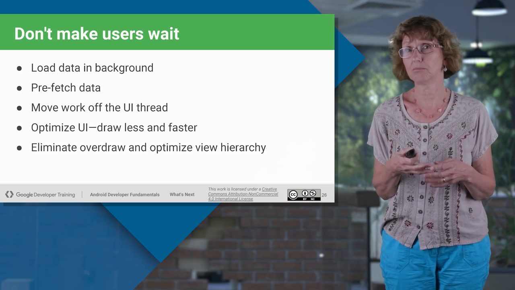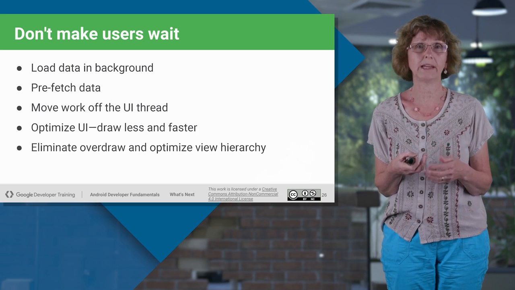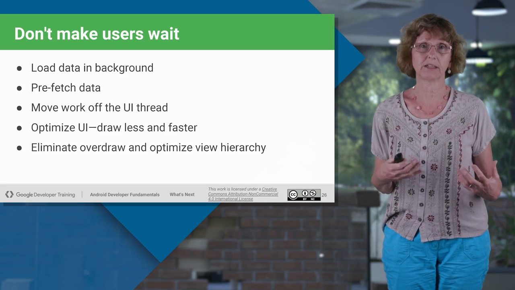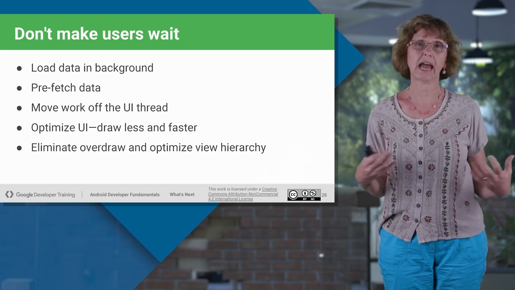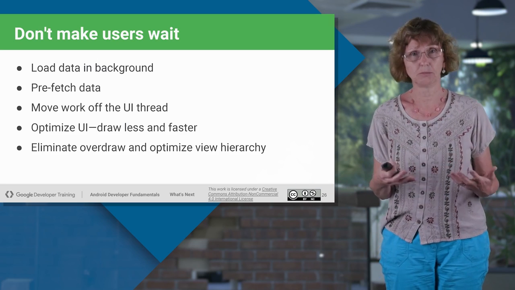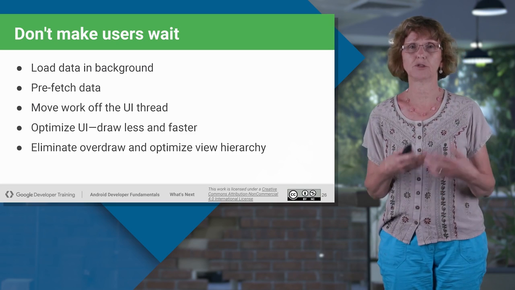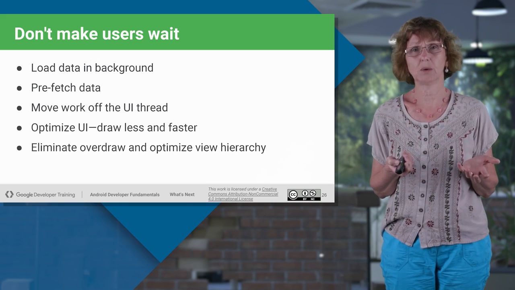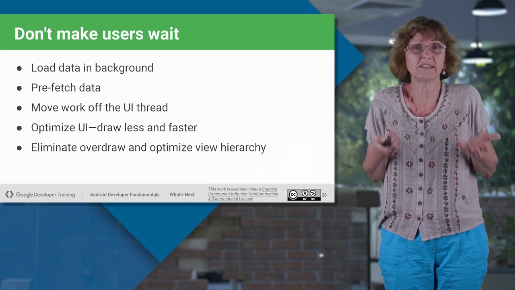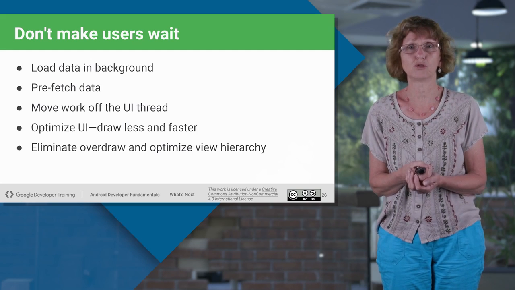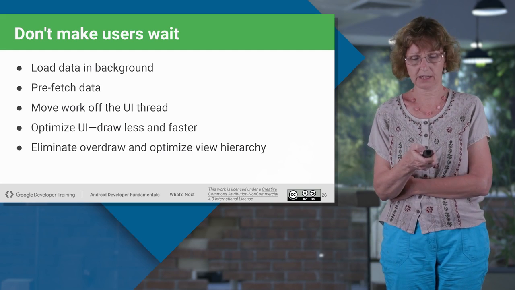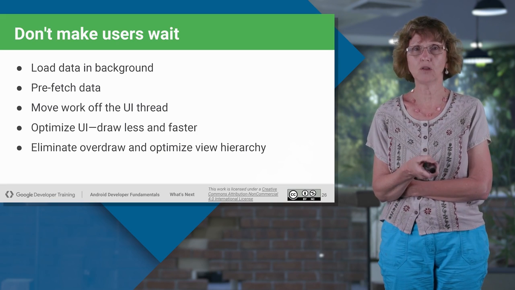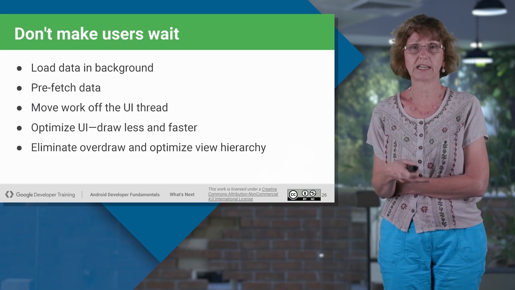So here are some things to help keep the app flowing so the users don't wait. Your app can load data in the background whenever possible. It can pre-fetch data, so it can anticipate when the user might need data and get that data in ahead of time. Move work off the UI thread, do things in the background, use async task loader, things like that. Optimize the UI. One thing you can do is actually draw less stuff. There's no need to draw more than you really need to. And another thing that you can do is eliminate overdraw and optimize the view hierarchy. I'll break that down for you.